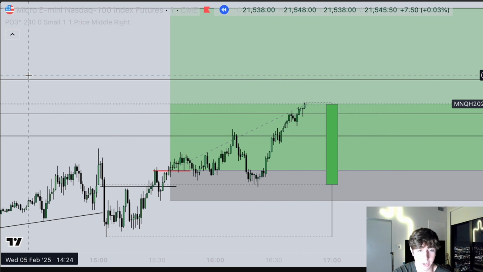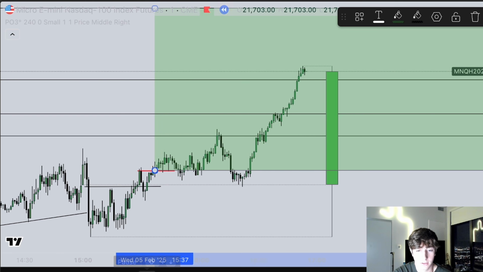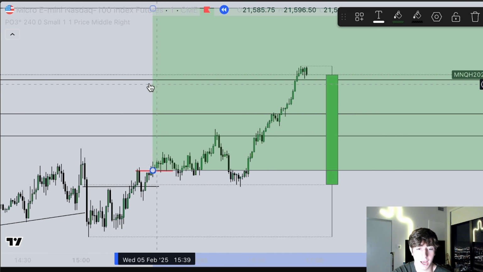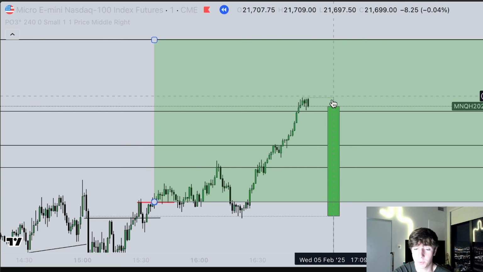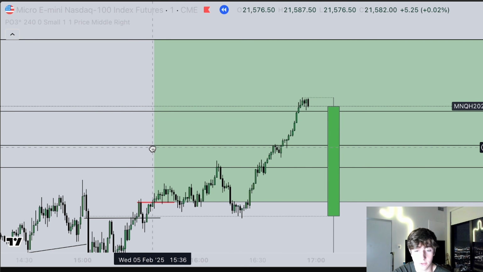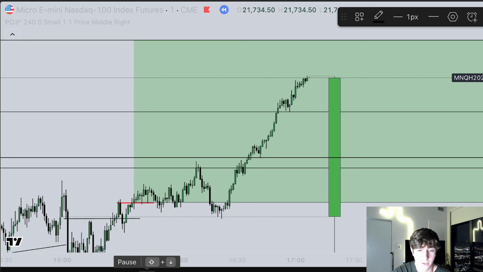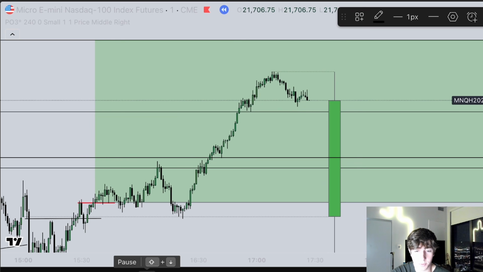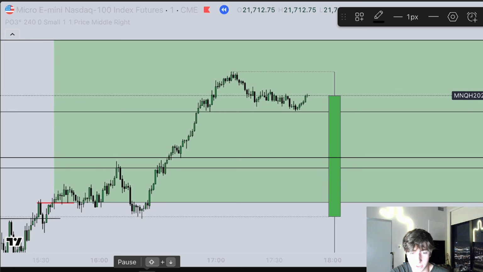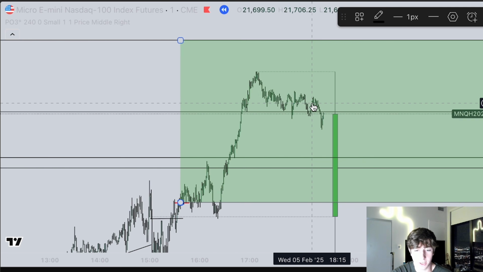Now, this point right here, that's pretty much where I trailed stops to break even. Once we hit this level, I took off about 80% of my profits here and trailed my stop right to, I believe, this low down here. So definitely let this one breathe a little bit. You're going to see this is going to chop around for quite a bit as we were forming the 2 p.m. PO3 setup.